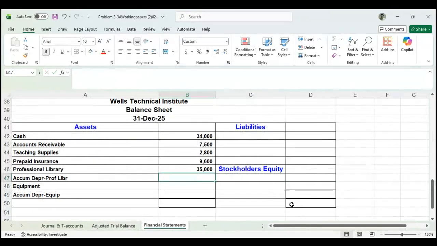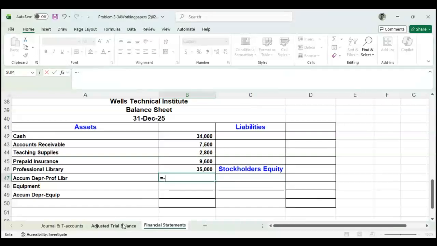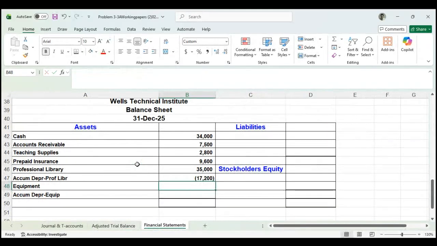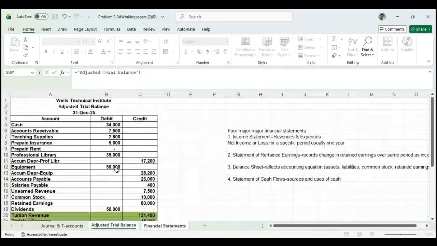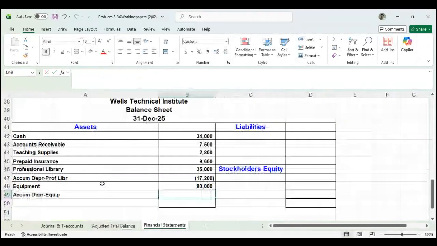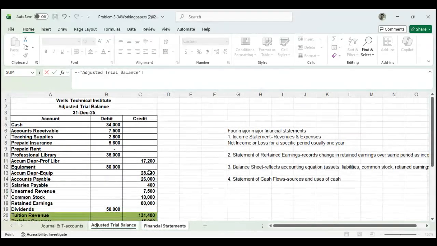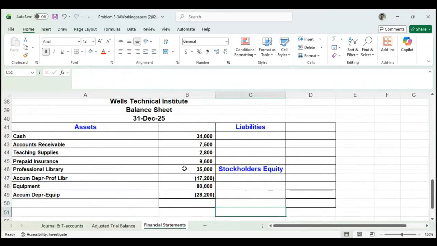Now, the accumulated depreciation, if you recall, is an offset to the asset, so that has to be listed as a negative. So we can do equals negative. Remember, we don't do debits and credits on financial statements, so that's going to be negative 17.2. And our equipment, we've got 80,000. And our accumulated depreciation, same thing, equals negative, and that was 28.2. All right, so those are our assets.